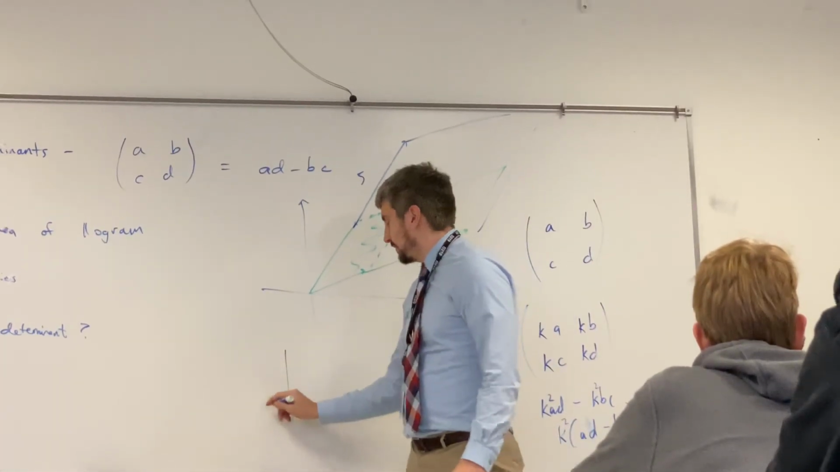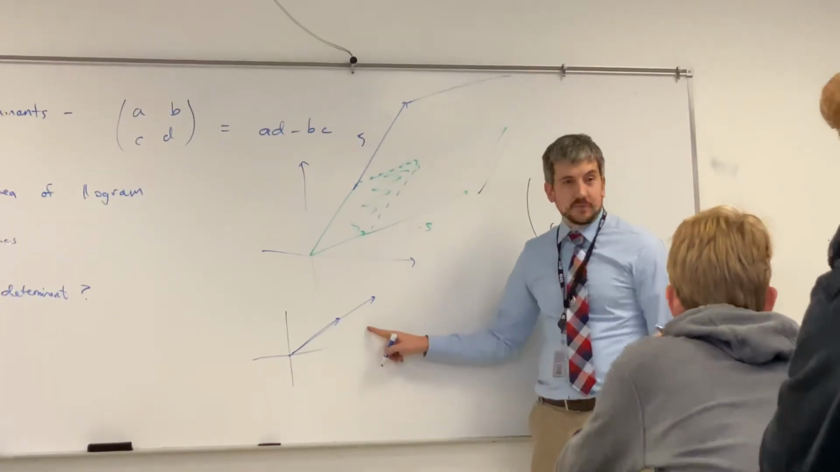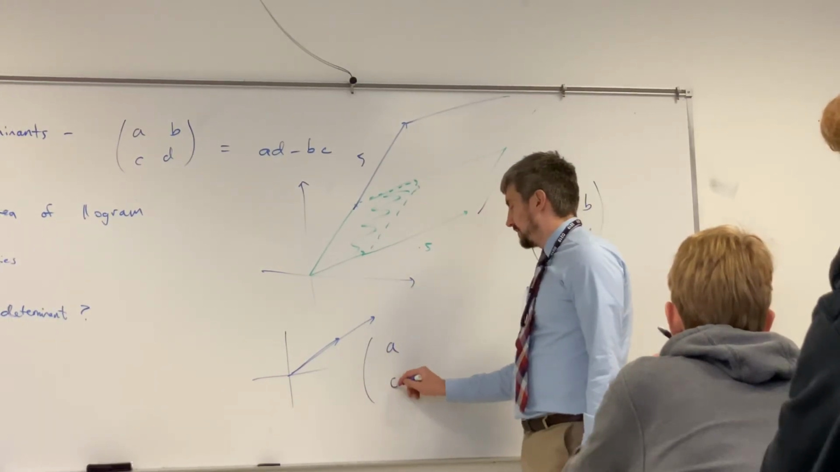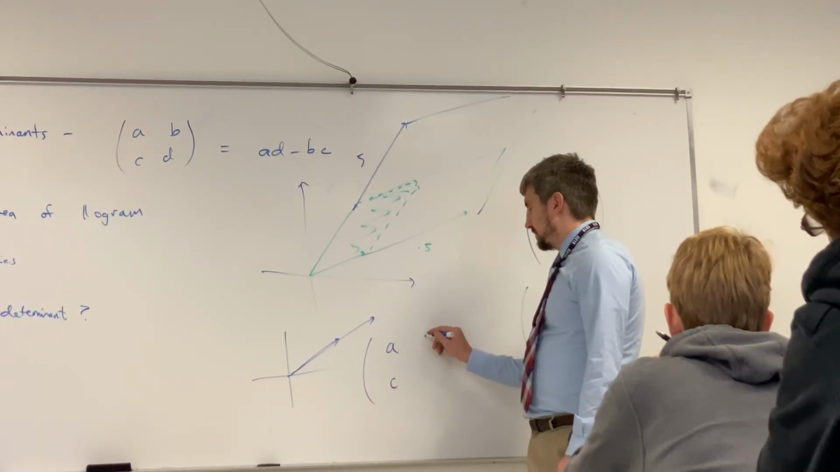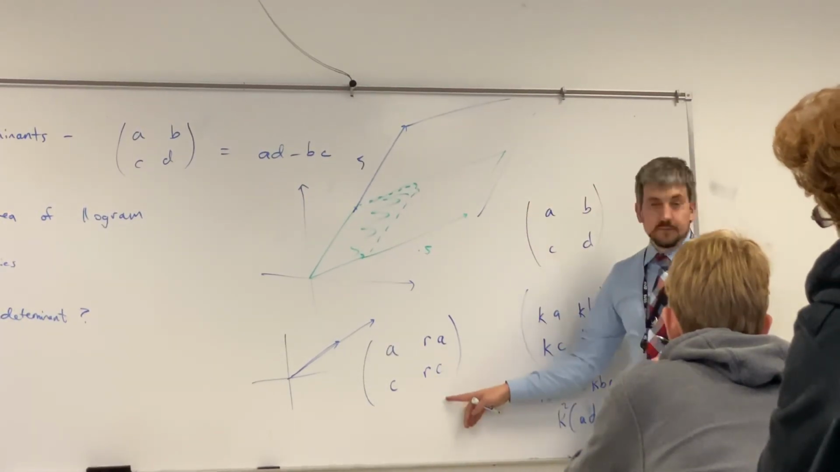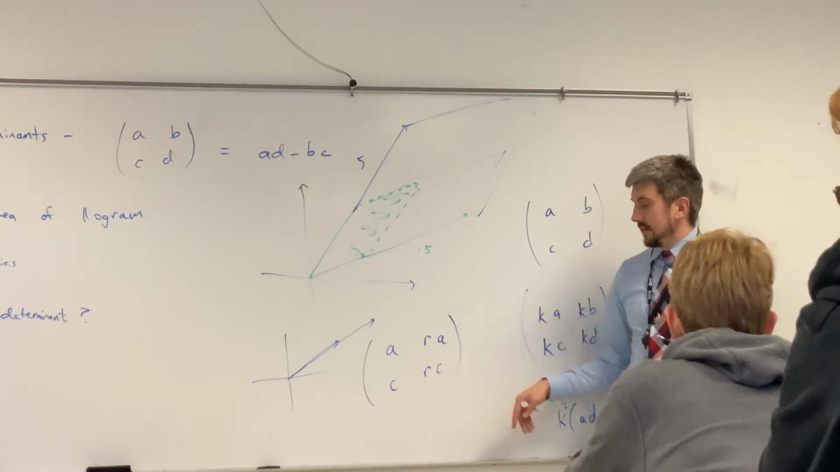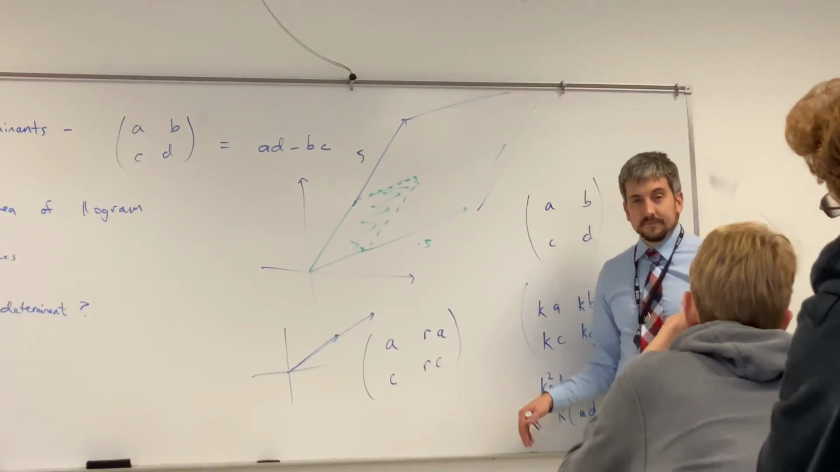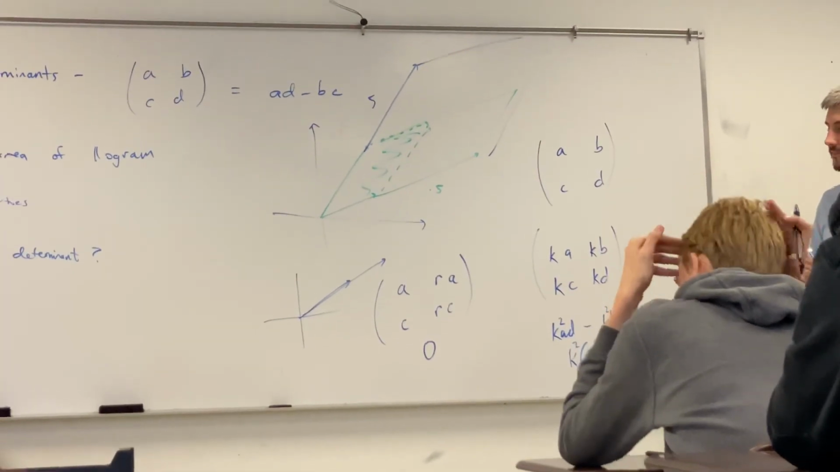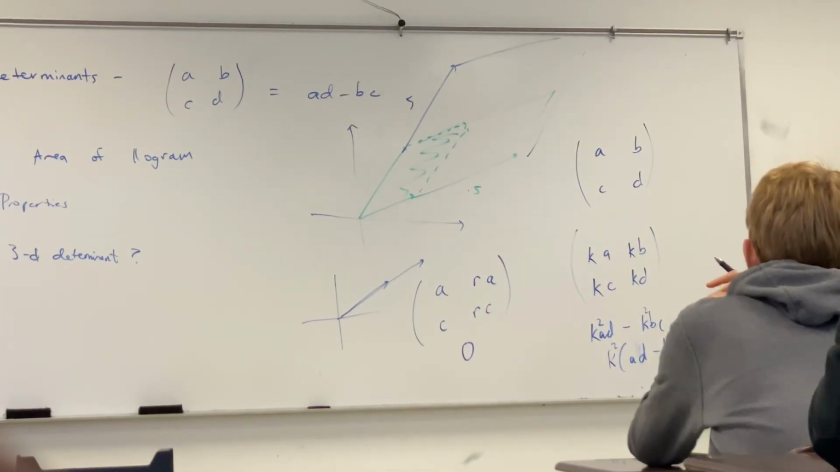If the two vectors are actually multiples of each other, then what's the area of this parallelogram supposed to be? 0. And so if we had A, C, and this is some scalar multiple of A, and then the same scalar multiple of C, which is how we would get them to lie on the same line. What happens if we find the determinant of this matrix? It's 0, right? Wow. Which is nice. Okay. So that seems good.